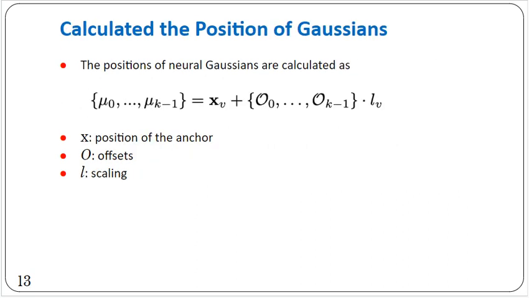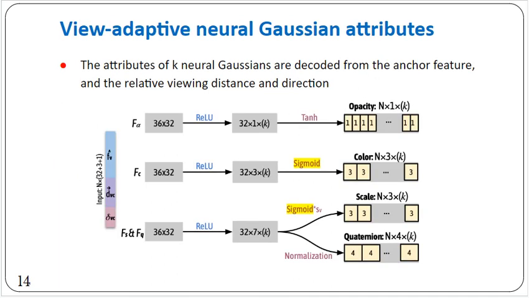And this is the slide for the calculation of the position of Gaussian. The author supposed that the attributes may be changed between different viewpoints. Therefore, we decode the attributes not only from the anchor feature, but also the relative viewing distance and direction. For this figure, it shows that for each feature, it goes through three different MLP decoders to get the opacity, color, and scale and rotation.